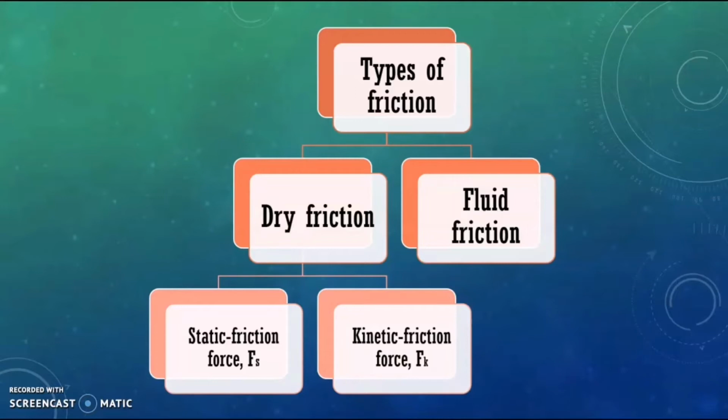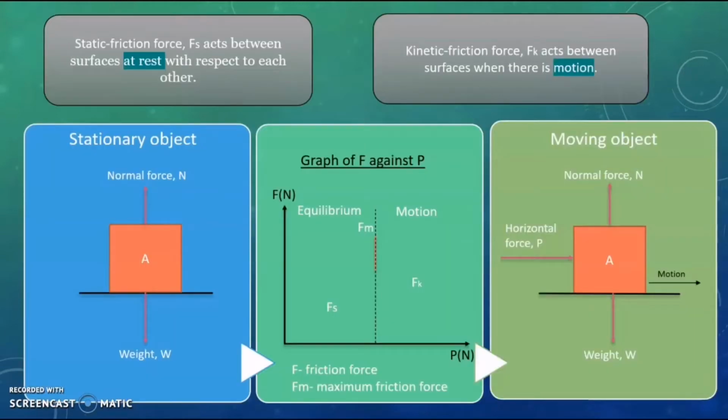There are two types of friction, namely dry friction and fluid friction. Today, we are going to focus on the dry friction. So, static friction force acts between surfaces at rest with respect to each other. However, kinetic friction force acts between surfaces when there is motion.